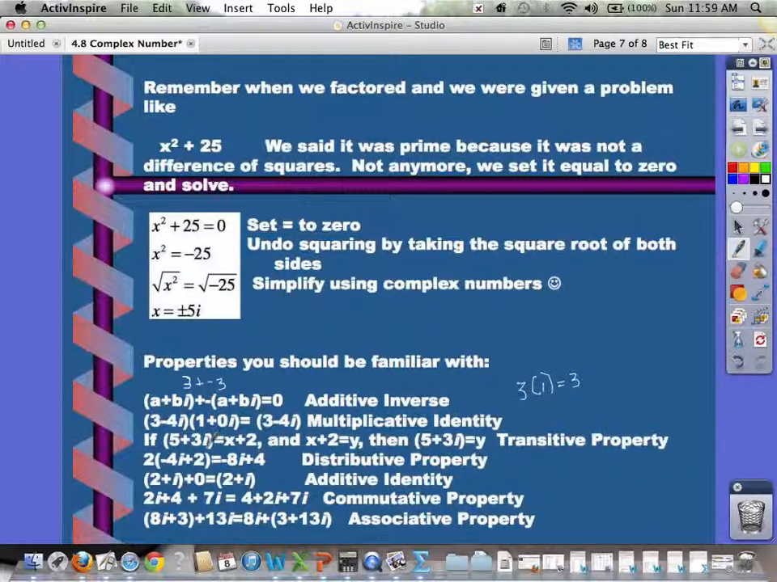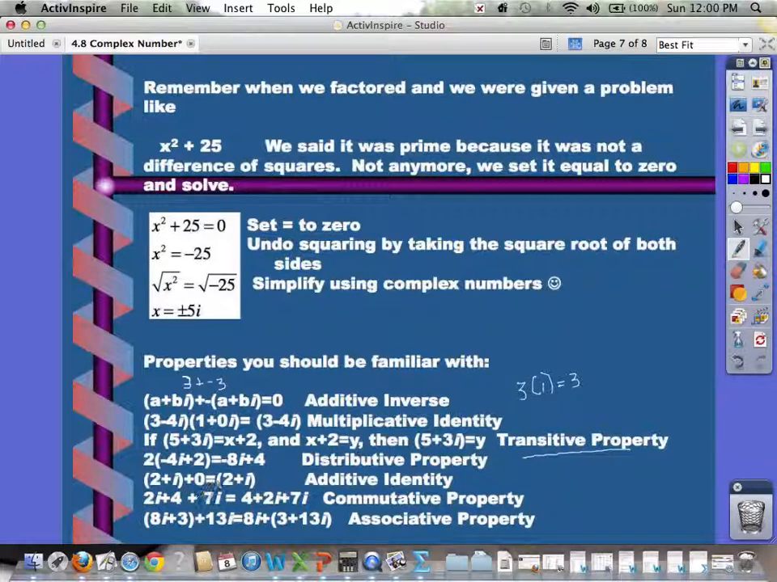If 5 plus 3i is equal to x plus 2, and x plus 2 is equal to y, then we could say 5 plus 3i equals y. That was the transitive property. Next, 2 times the quantity negative 4i plus 2. If you end up getting negative 8i plus 4, you distributed. And then 2 plus i plus 0 is just 2 plus i. All you did is add 0, just the same as if you added 3 plus 0. Additive identity.